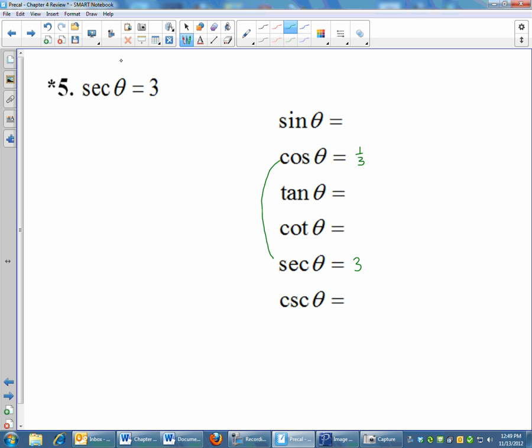And then I need to draw a triangle that fits this. Now, drawing a triangle, we don't think very well in terms of secant. So I'm actually going to change this. If I know secant is 3, cosine is the reciprocal. I just use that to get this over here. And I'm going to draw a triangle that fits a cosine to be 1/3. So let me see, hypotenuse.